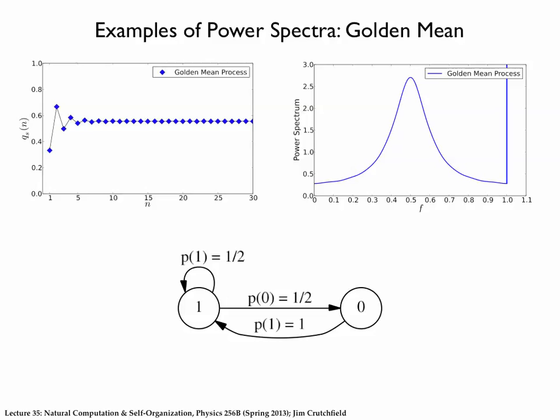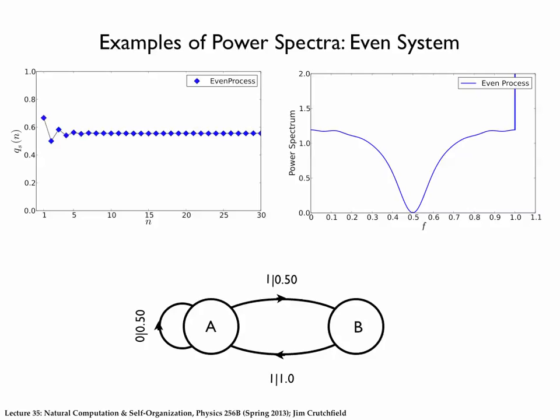The next process I want to look at is a process that cannot be represented as a finite order Markov process, even though it's very simple, or it looks very simple, and I'm sure that you've talked about it. It is the even process. And this is what the even system looks like.